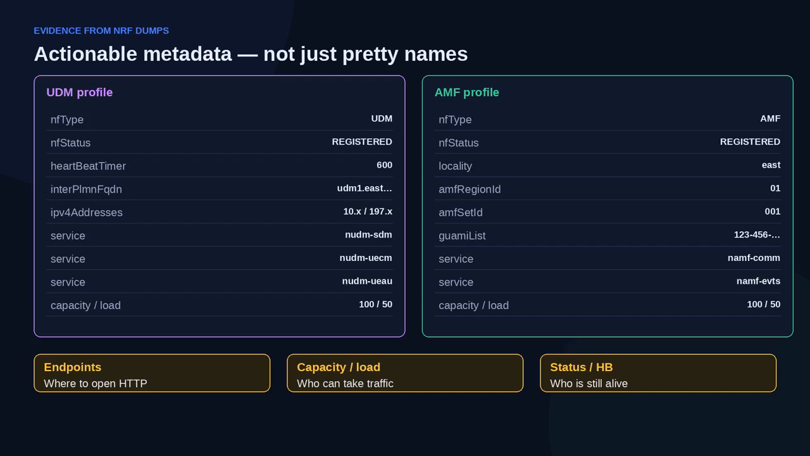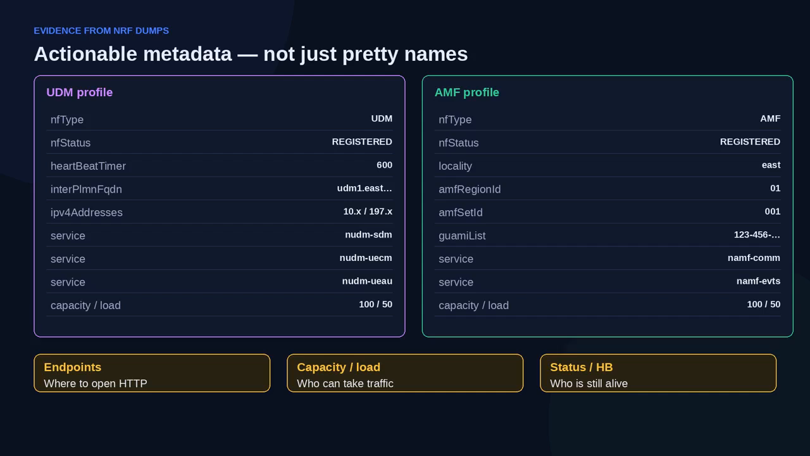Under NF services, you see named services, NUDDM-SDM for subscriber data management, NUDDM-UECM for UE context, NUDDM-UEAU for authentication, each with version, HTTP scheme, IP endpoints, capacity 100, and load 50.